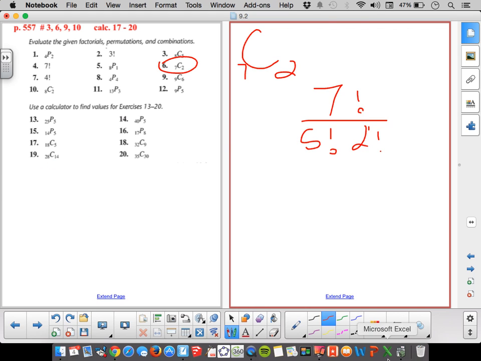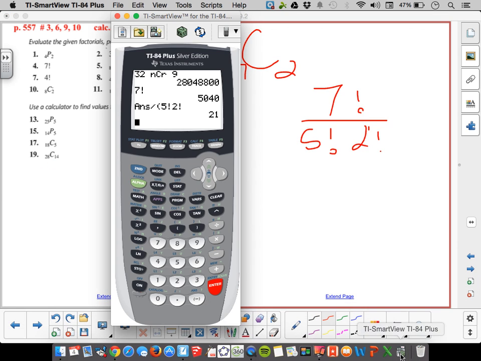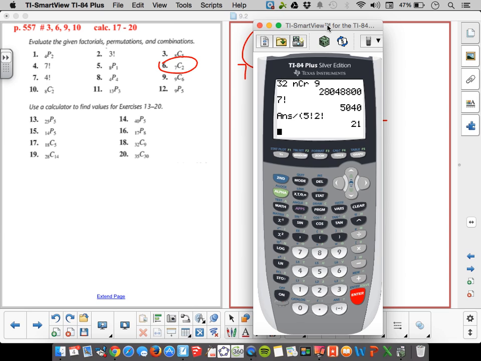Okay, again putting this in the calculator using the combination, you have to type in your n value first. So I'm going to do number 19. So you type in 28, go over to Math, over to Probability, option 3, and then type in your second number, which is 14. And we get this big, large number, 40,116,600.